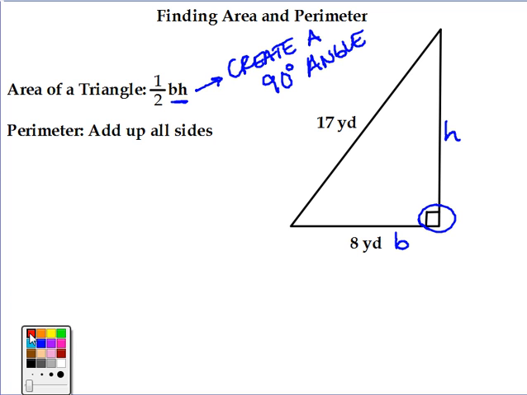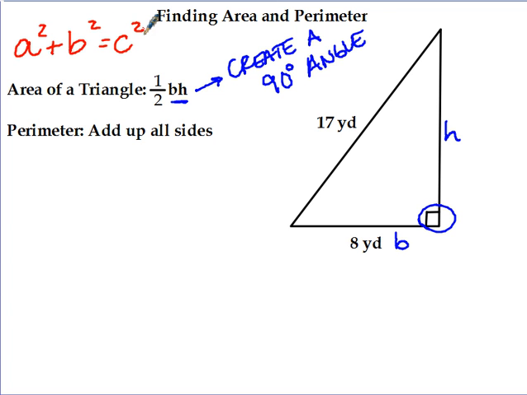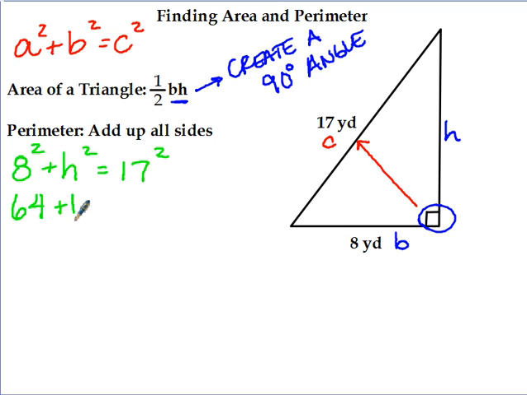So if you remember, a squared plus b squared equals c squared. And c is always the hypotenuse. So this side is going to be C, and then the other two can be A or B. So I'll just solve this by saying 8 squared plus h squared equals 17 squared. A squared plus b squared equals c squared. And then I'll solve it just like we had been solving it in the last section.